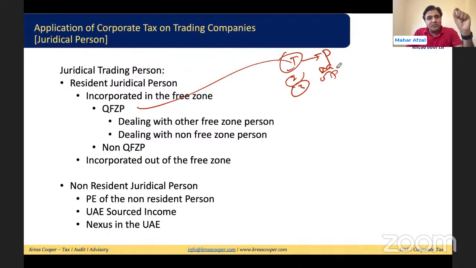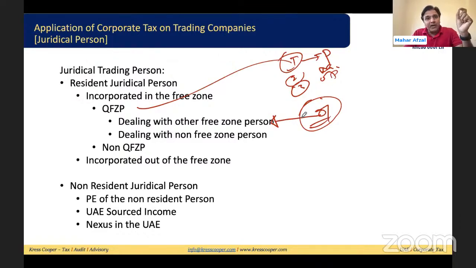Now, if the qualifying free zone person is dealing with another free zone person, the law says for the trading business that the income they get from the other free zone person will be a qualifying income, which is subject to 0% corporate tax. So if the qualifying free zone trading company has any transaction with any other free zone person, 0% corporate tax will be applicable.